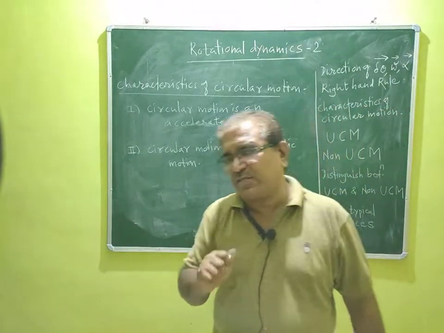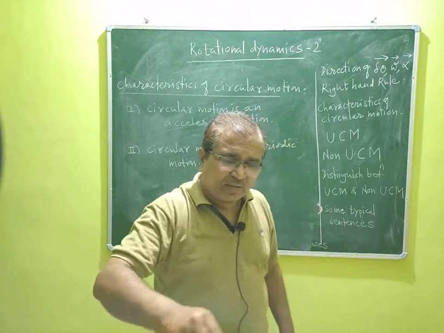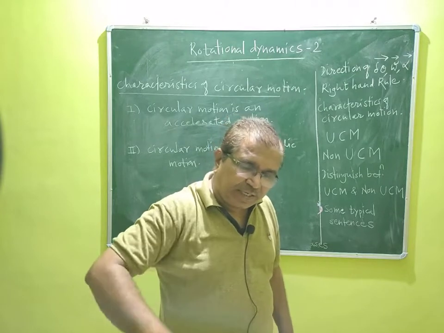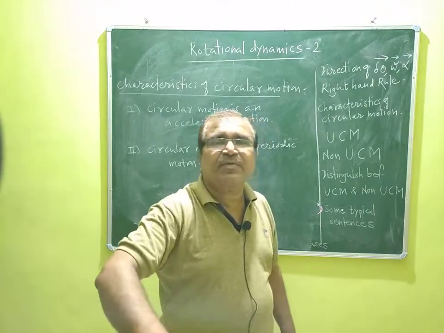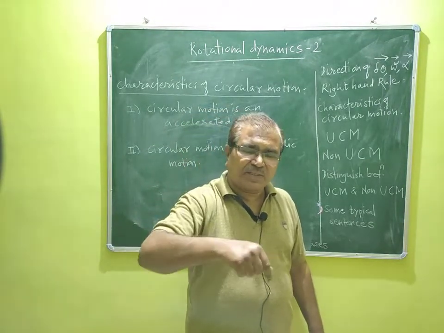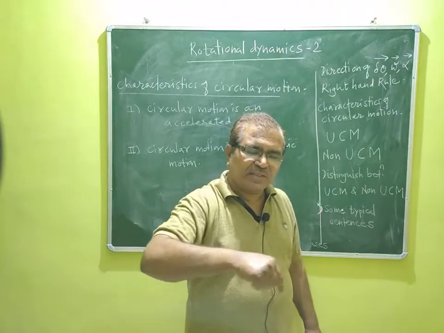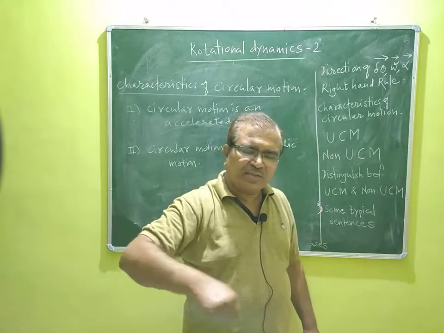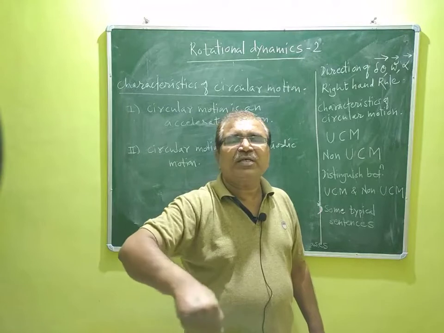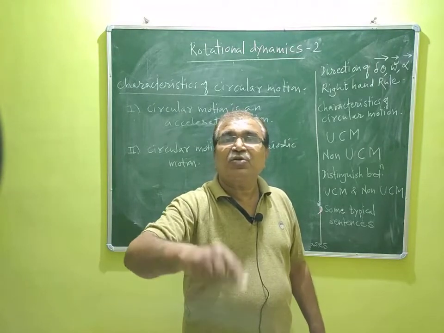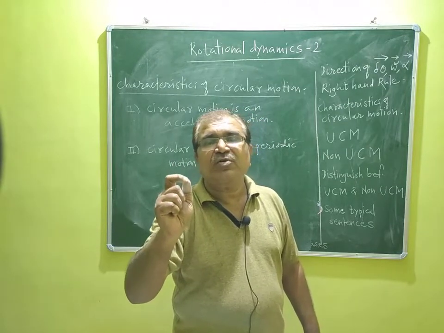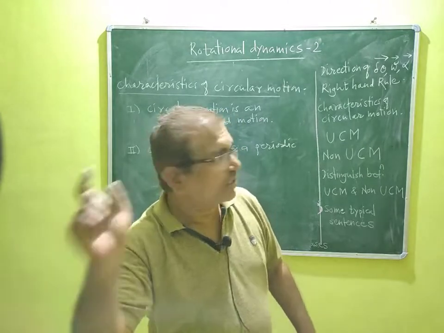What is meant by periodic? A particle performing circular motion repeats the path itself after equal intervals of time. The particle is here. After some interval of time, it again comes here. Then in the next interval of time, it again comes here. So the particle repeats the circular path at equal intervals of time during circular motion, so we can say that circular motion is a periodic motion.